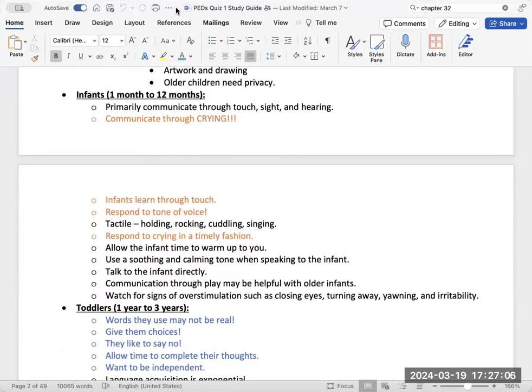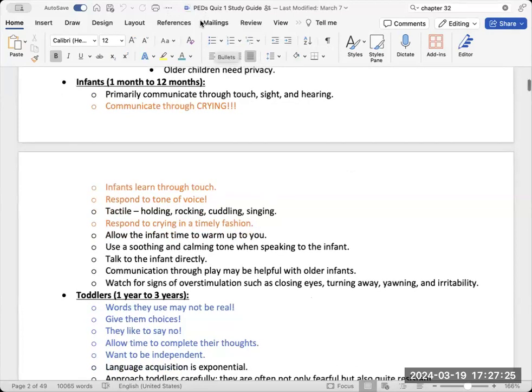So they communicate through crying, and we need to respond to crying immediately because we don't know why a baby's crying. An infant also learns through touch, and they respond to tone of voice. So all of that is very important, as well as holding the baby, rocking the baby. All of that's going to help with communication.